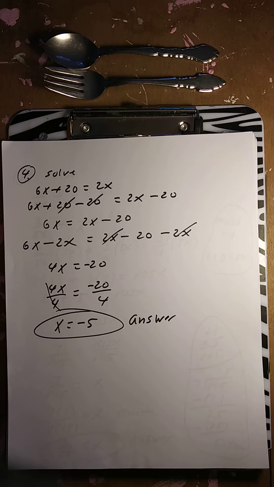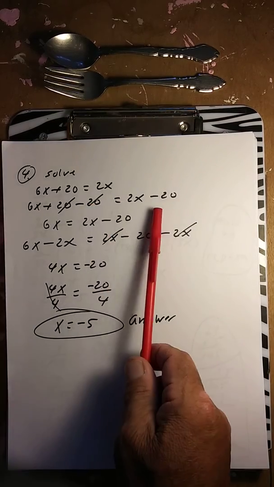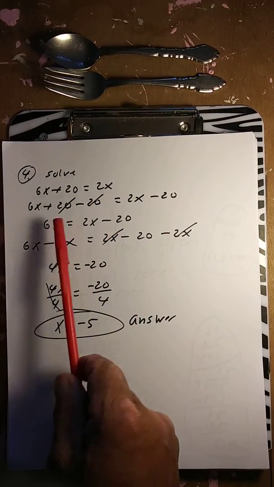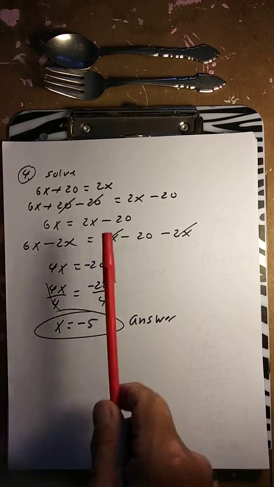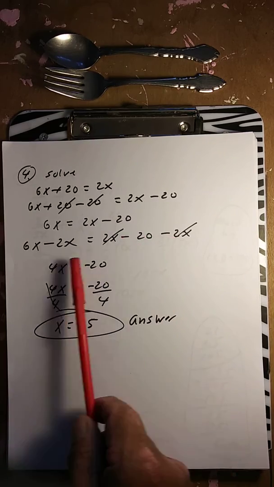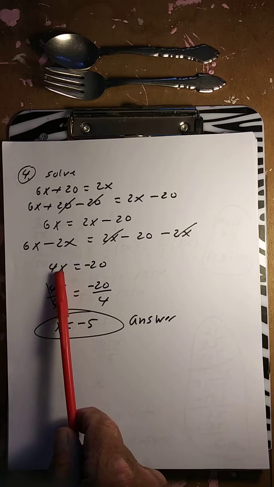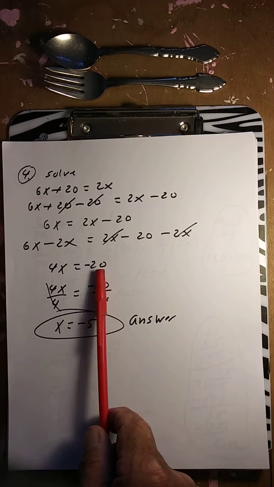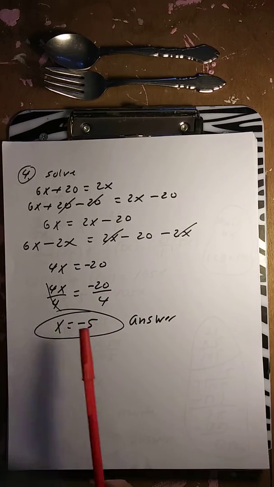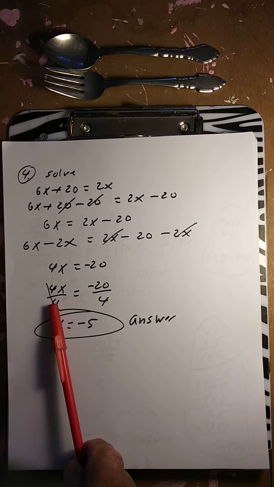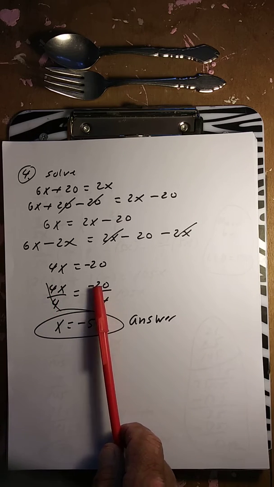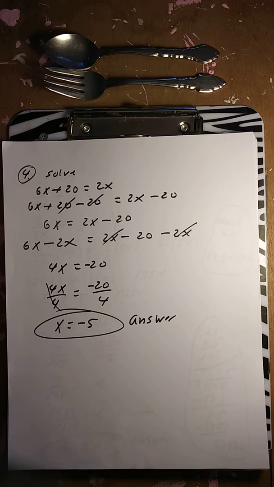Solve 6x plus 20 equals 2x. Minus 20 both sides. These are gone. 6x equals 2x minus 20. Minus 2x and minus 2x. These are gone. So we have 6x minus 2x is 4x equals negative 20. Divide by 4. These are gone. So what's left over is negative 20 divided by 4 is negative 5.